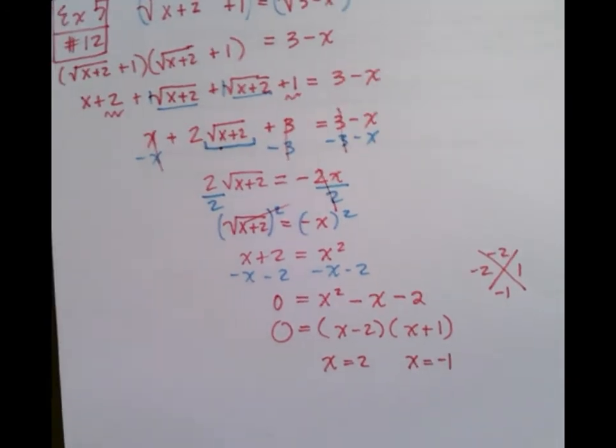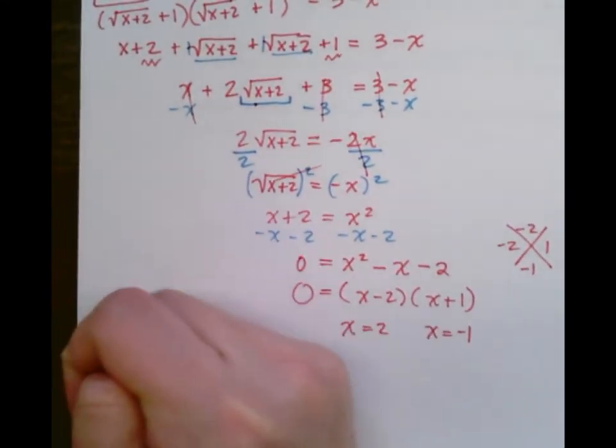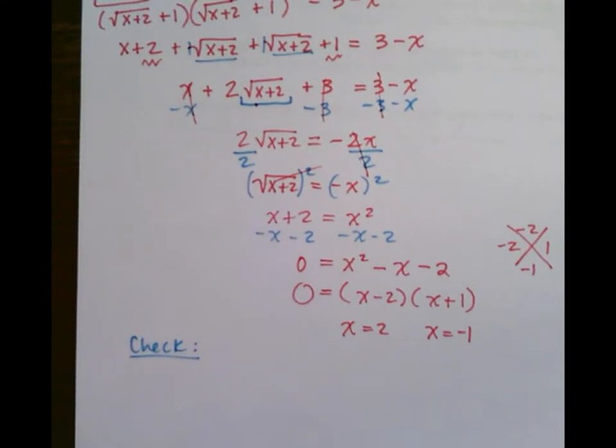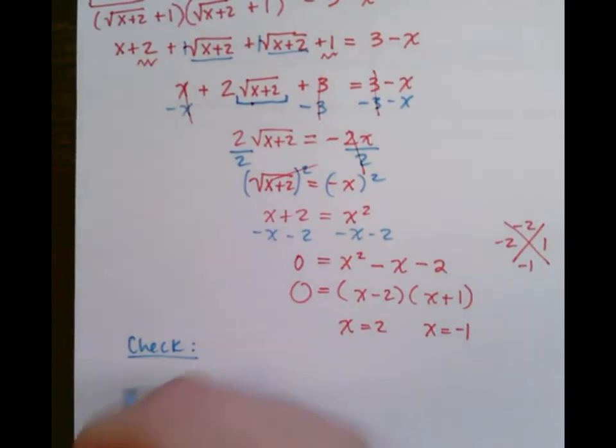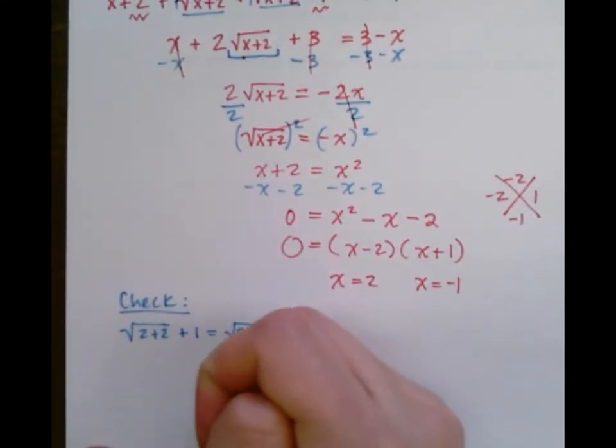I know this was a little bit longer than the previous ones, but we're still not done because we need to check. So the check is plugging in 2, plugging in negative 1. So when I plug in 2, I get 2 plus 2 inside of a root, plus another 1 is equal to 3 minus 2.